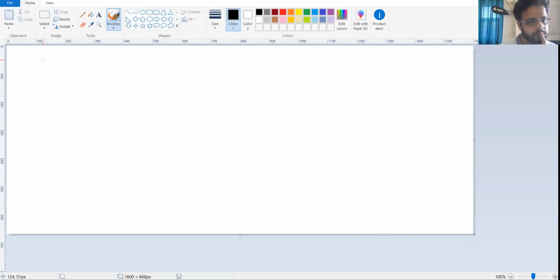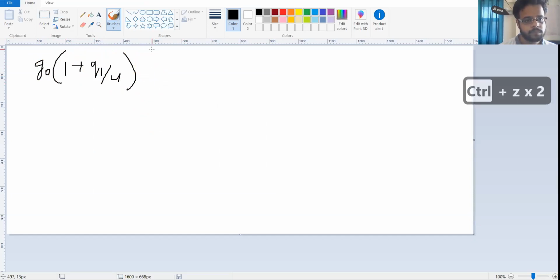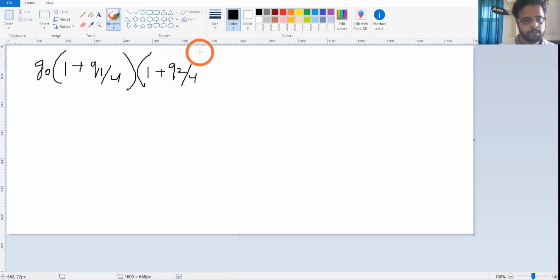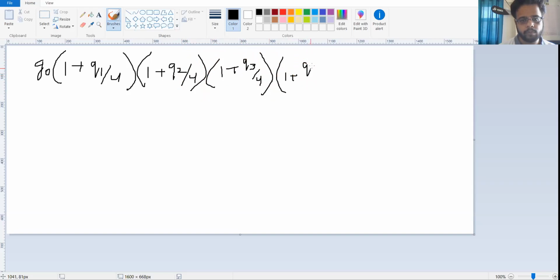So what I'm saying is I have an initial GDP, G naught, and it goes through 4 quarters: 1 plus Q1 by 4, into 1 plus Q2 by 4, into 1 plus Q3 by 4, into 1 plus Q4 by 4, and that should be the same as my G naught multiplied by my annual GDP.